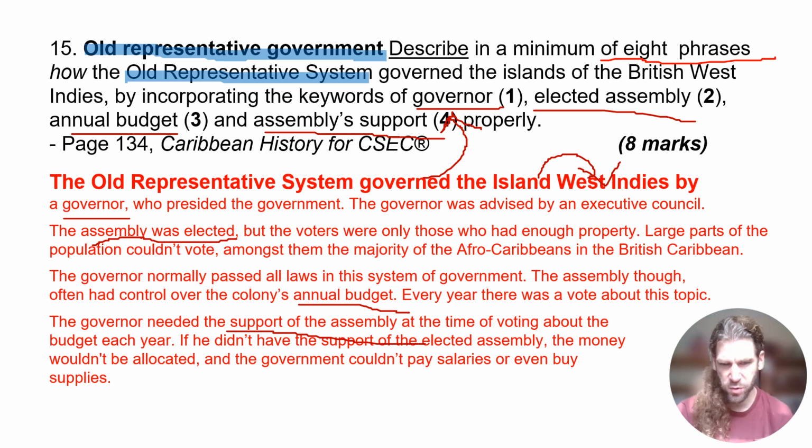If he didn't have the support of the elected assembly, the money wouldn't be allocated. In Dutch we would say toegewezen. It wouldn't be allowed to spend the money, and the government couldn't pay salaries, or even buy supplies that the government needed. So we see here we also have the support of the assembly, and we also have the annual budget coming back. Annual budget and the support of the assembly.